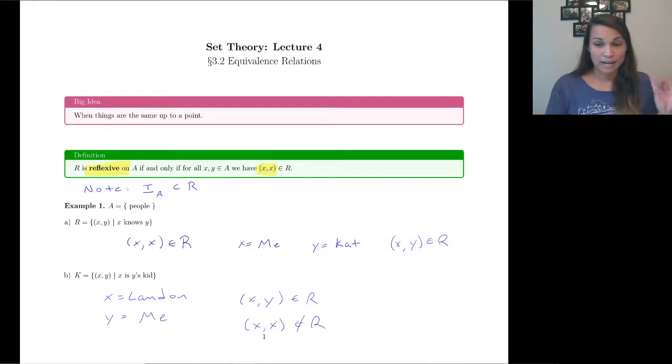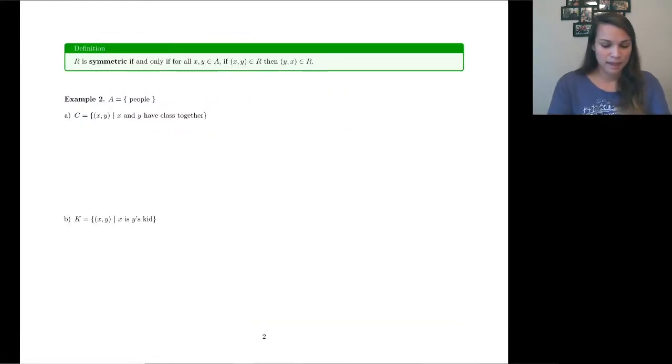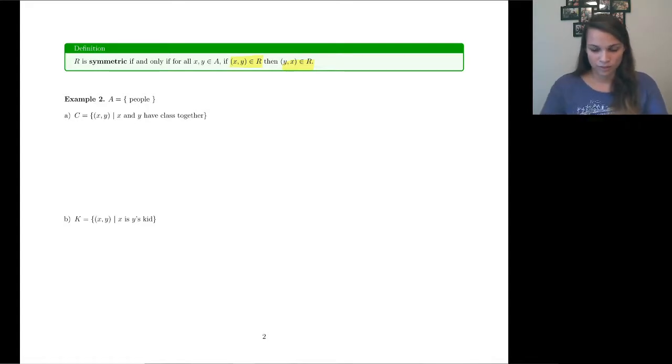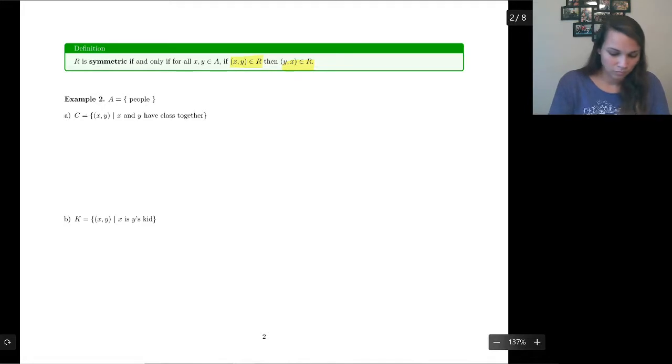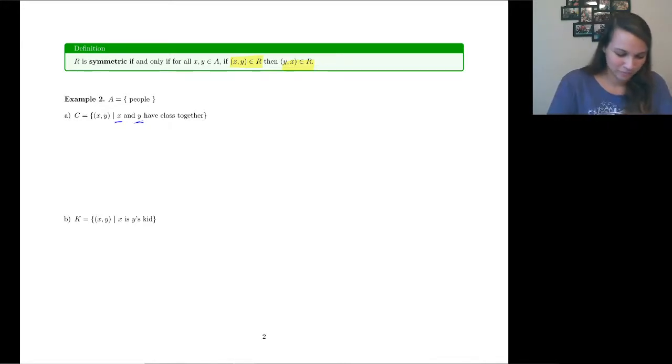Okay, next type of relation, symmetric relations. That means if we have a pair XY, then Y is also going to be related to X. For example, if we have person X and person Y, and they have a class together, then it works the other way around, because otherwise you're not in class together, something creepy's going on.